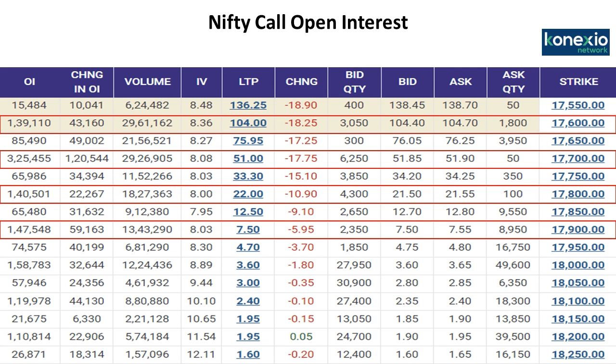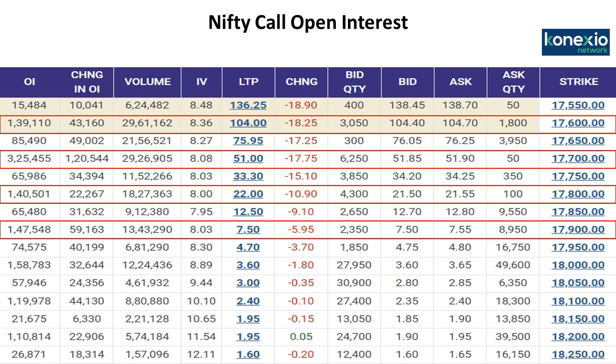Looking at this pattern, we feel that on an immediate basis, 17,700 could act as a major resistance. If it sustains above that, then we might see an extension of the rally towards the level of 17,900. So most probably the data is good, but there is a barrier, which is 17,700, on the immediate basis.